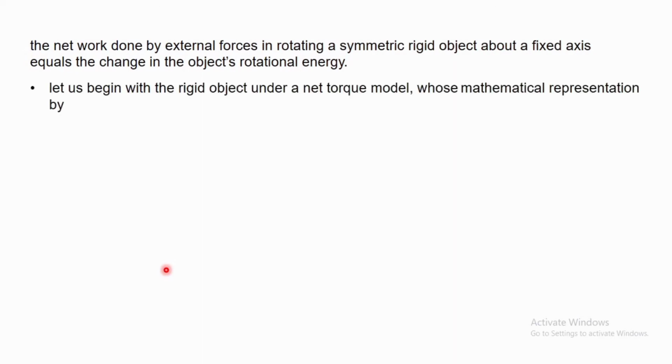Here we came to the second thing that we need to discuss in this video. The net work done by an external force in a rotating symmetric rigid object about a fixed axis is equal to the change in the object's rotational kinetic energy. Let's prove that and start with the rigid object under a net torque model, whose mathematical representation is net torque equals I alpha. I is the moment of inertia and alpha is the angular acceleration.